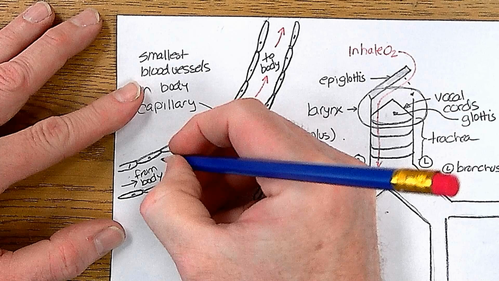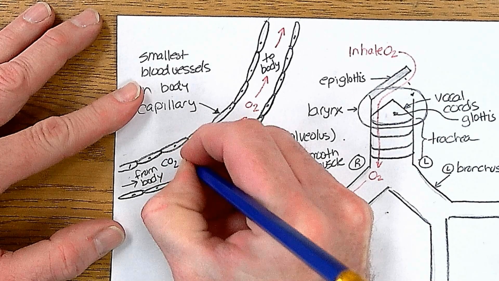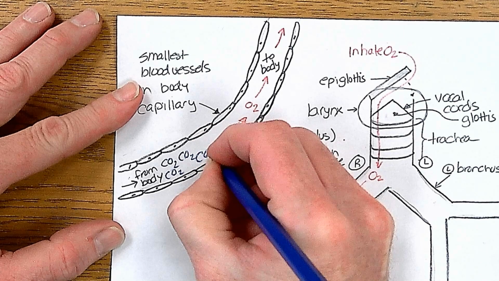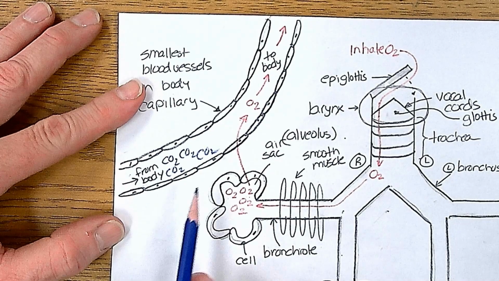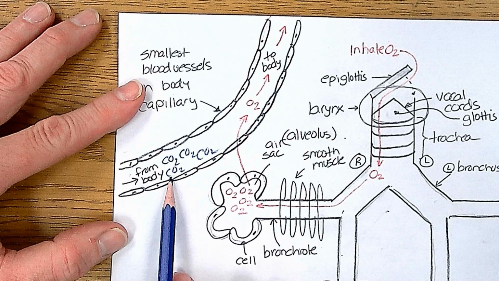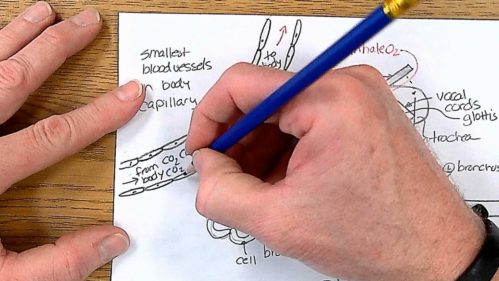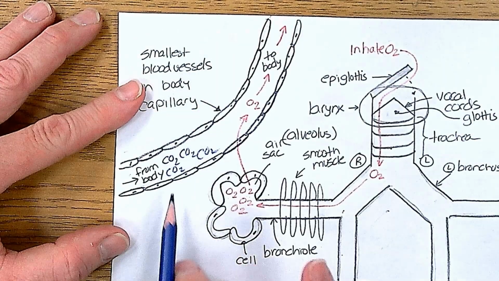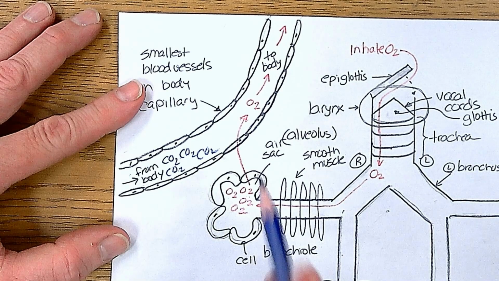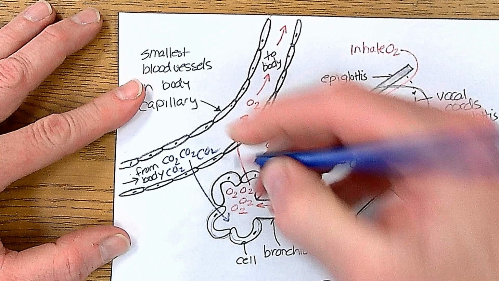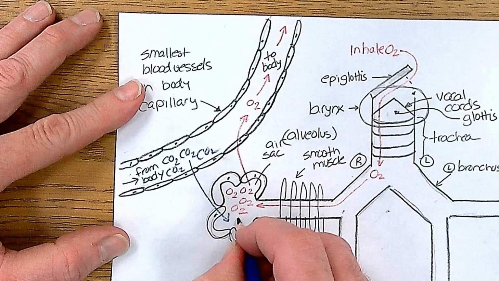Okay, there's going to be a whole bunch of CO2. High concentration of CO2 in the capillary coming from the body. Low concentration of CO2 in the alveoli. So what the CO2 is going to do is it's easily going to diffuse down its concentration gradient from high to low. And it's going to end up in the alveolus.